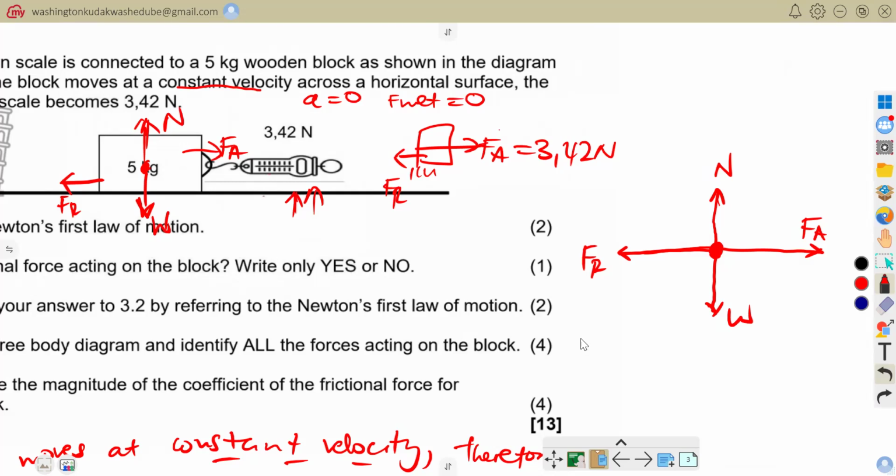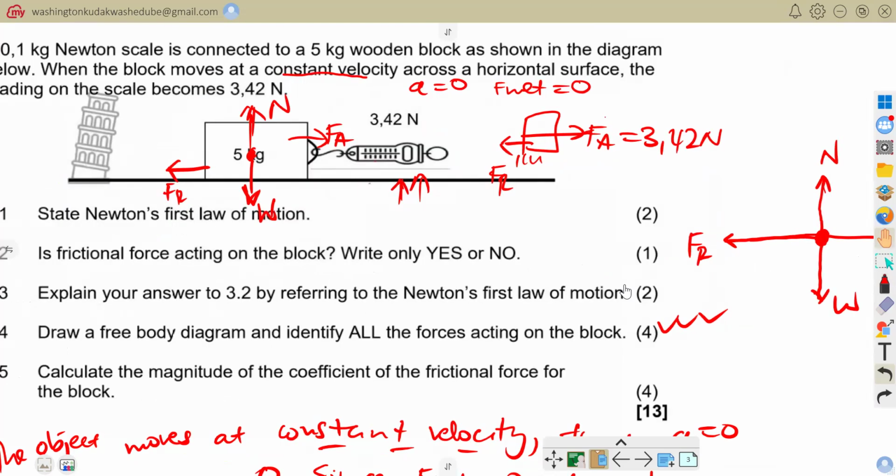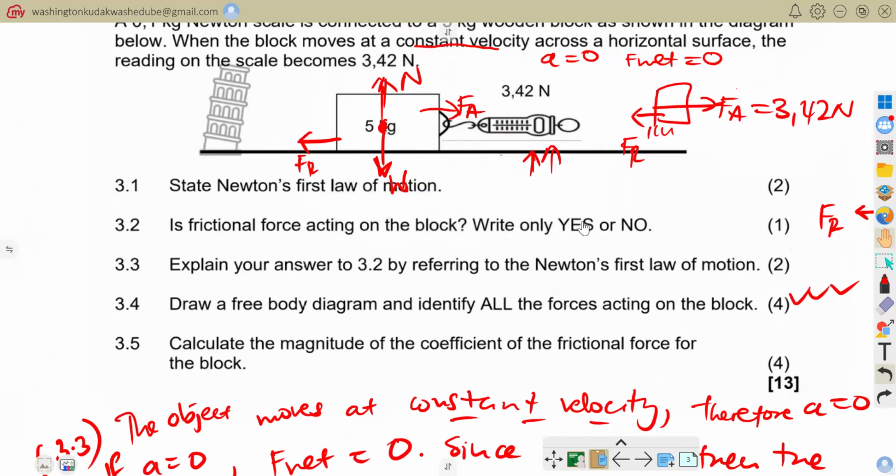And this is just 4 simple marks. All you need is to be able to identify all the forces acting on the object and be able to represent them in terms of vector arrows, and also represent your object with a dot. That is a free body diagram. After we've said that, now let's look at our final question.